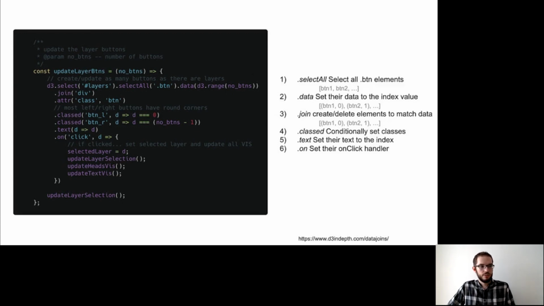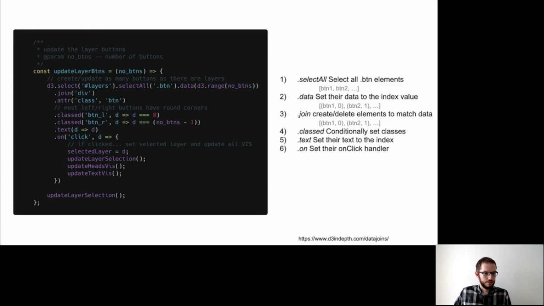Then, through this join, we create or delete elements to match the data, so that the actual DOM matches that of our virtual DOM that we're creating right now by calling this function. Now, we have created all of the buttons already, but obviously we need to customize the buttons that we just created through this magic. And we can do this by first setting .classed, where we condition these set classes.